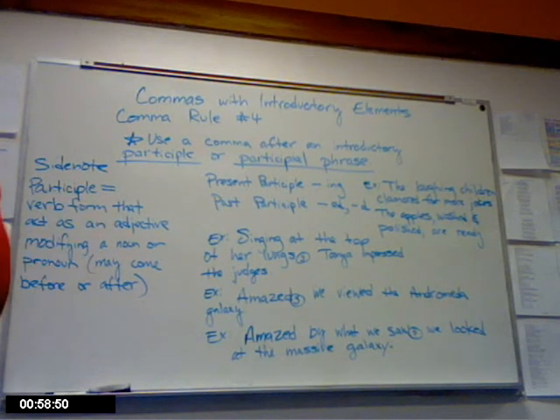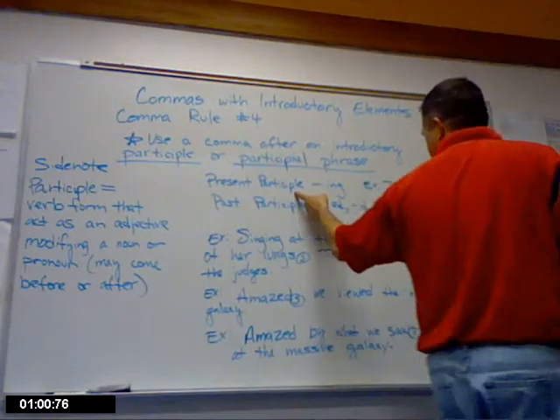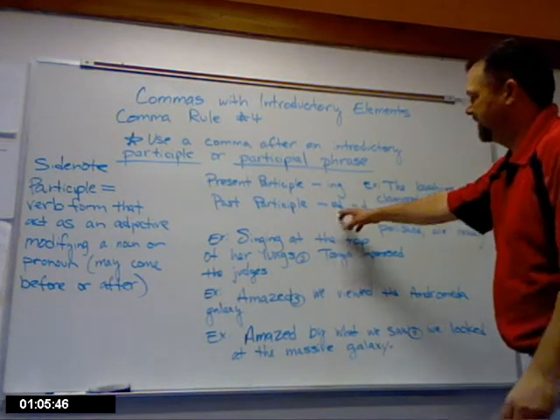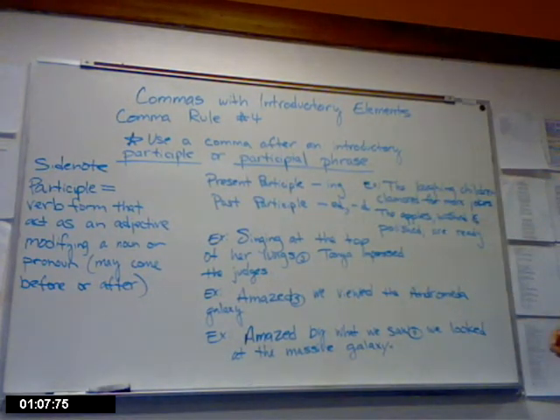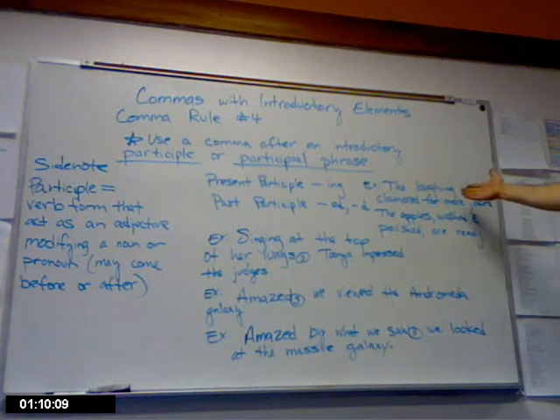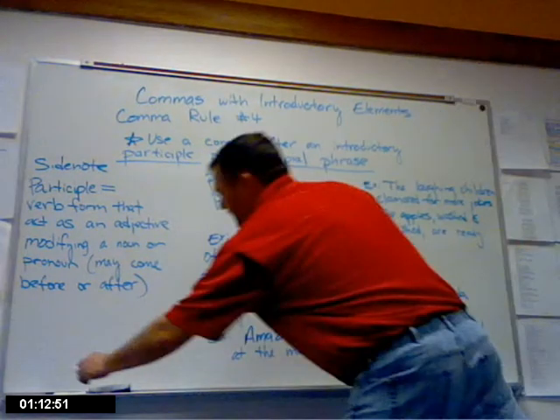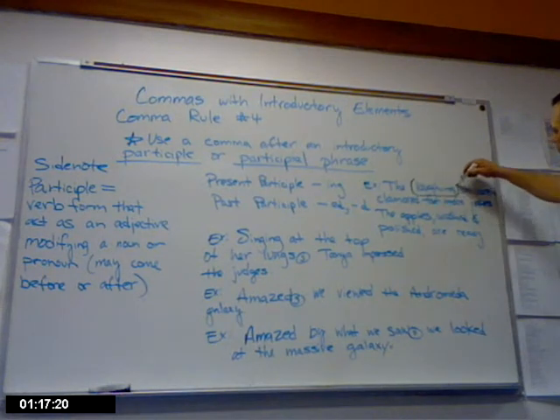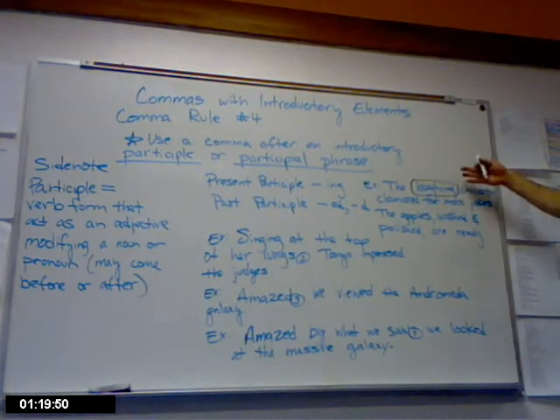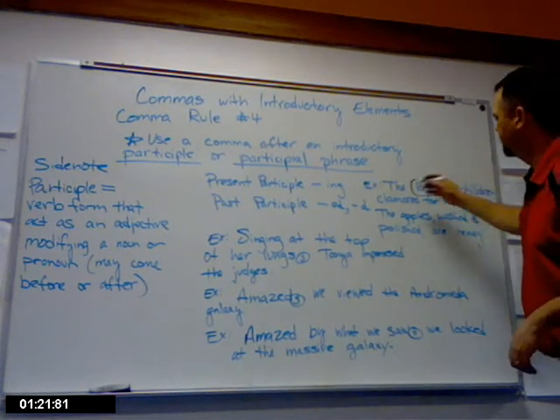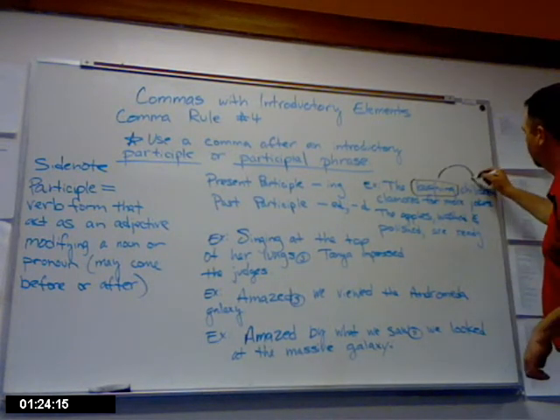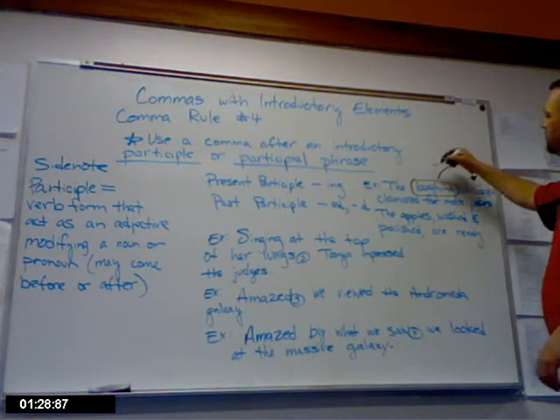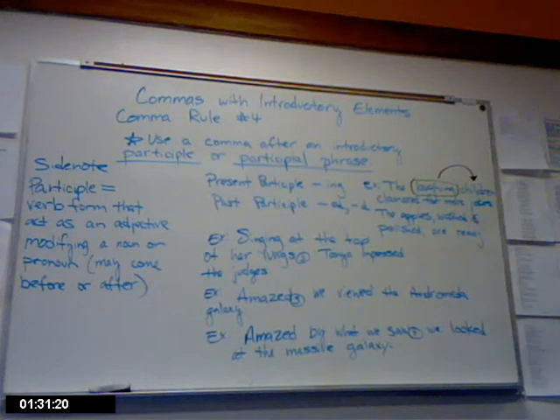So what does a participle look like? Well, here's a present participle. A present participle would end in the form ing. A past participle would end in ed or d, depending on the verb. An example of a present participle would be: the laughing children clamored for more jokes. Laughing is a participle. It's a present participle. It ends in ing, but it modifies children. What kind of children? Laughing children.